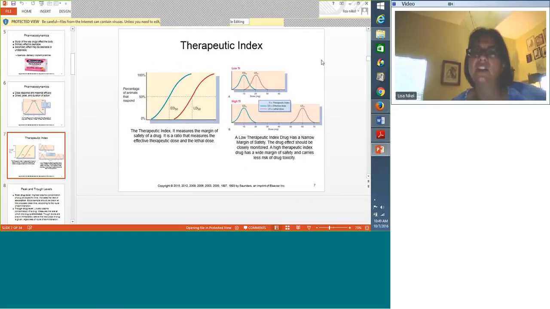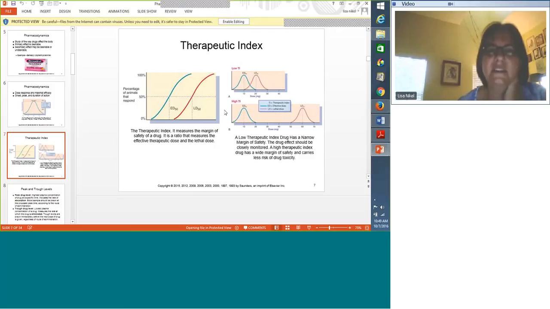Some other terminology is called the Therapeutic Index, okay? This measures the margin of safety of a drug. It is a ratio that measures the effective therapeutic dose and what's called the lethal dose. Drugs that have a narrow window of safety, or a narrow margin of safety, or a narrow therapeutic index, or a low therapeutic index, are depicted in this graph up here. There is not much room for error in your dosing here because if they accumulate a high amount in the blood system, they can have toxic side effects and lethal side effects from the drug.